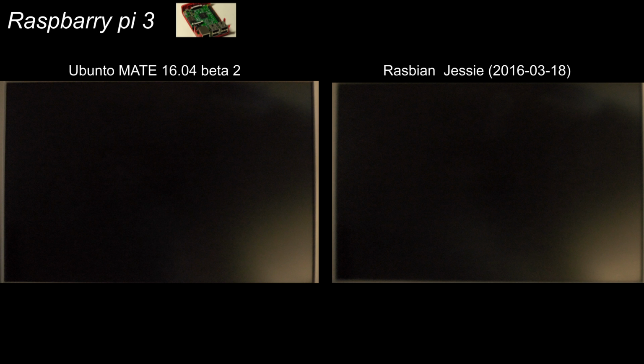To compare the two, the power will be turned on simultaneously. The power is turned on now.